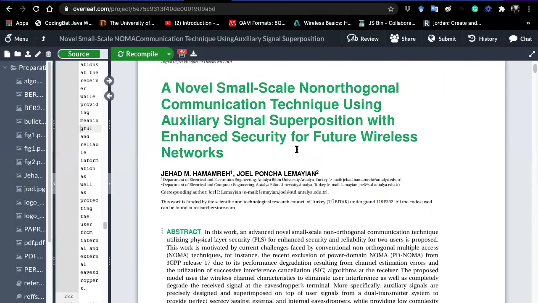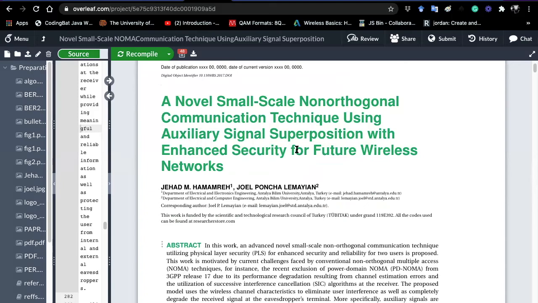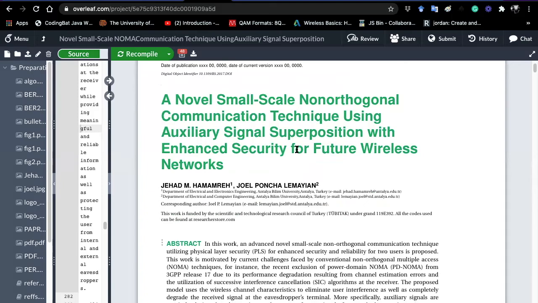Okay, so this is the journal paper for that proposed system that we just looked at.